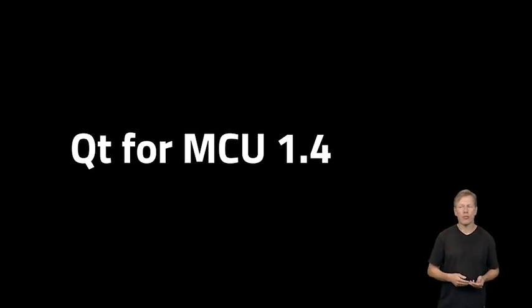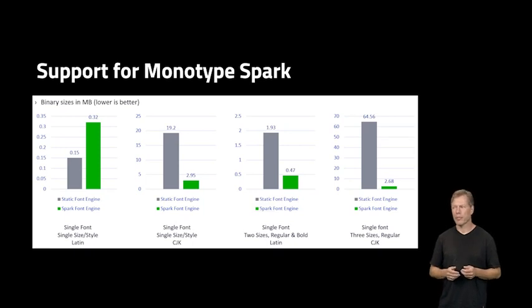With that, let's move over also to Qt for microcontrollers, where we released version 1.4 a little while ago. It's very much an incremental release on top of what we've done before. So the focus is to be able to bring Qt onto small embedded devices, microcontroller style devices with not a lot of RAM, not a lot of ROM, and rather low-end processors. We've added support for a few more processors there, but the main thing that we've done is to add support for the Monotype Spark engine.